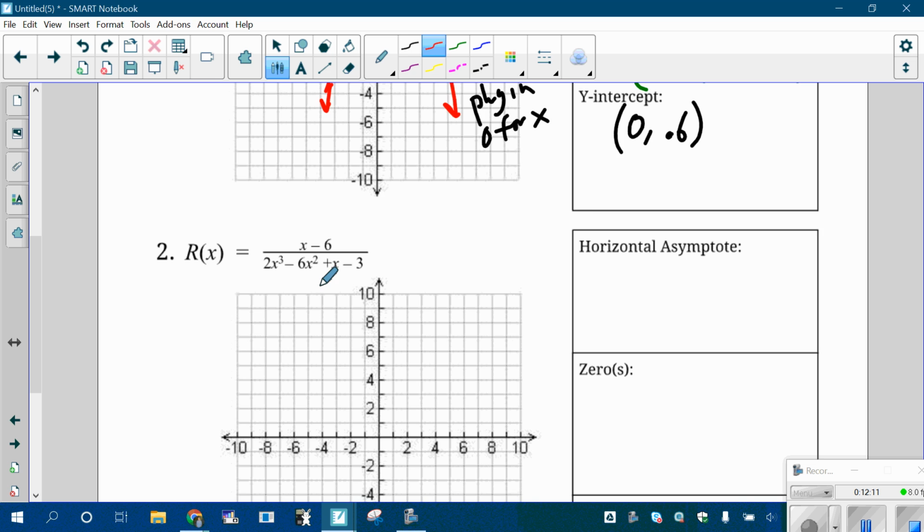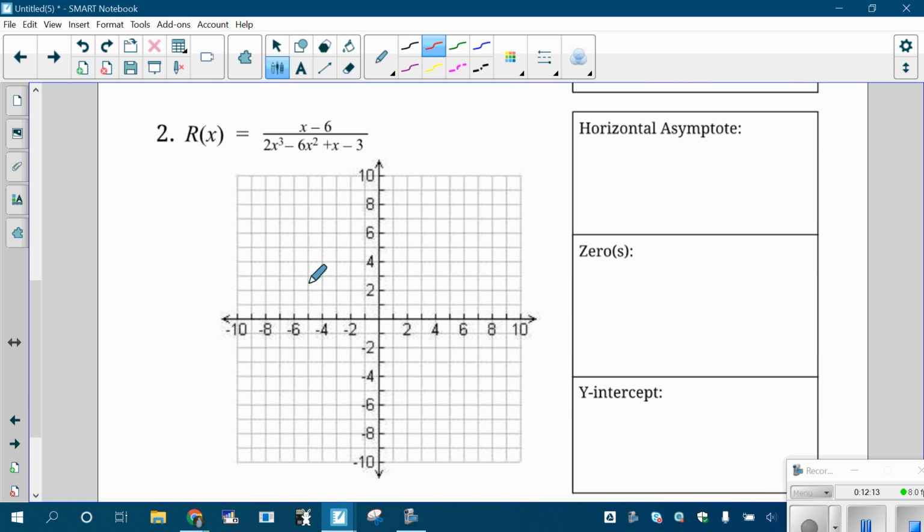Okay, let's give this one a try. So y-intercept, plug in 0 for x. Okay, go ahead and do that. You should have gotten 0, 2 for your y-intercept. Okay. Zeros, remember you set the numerator equal to 0. When does x minus 6 equal 0? That's 6. So 6, 0 is our x-intercept.